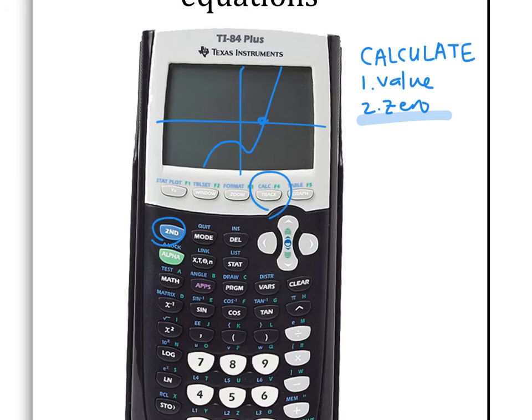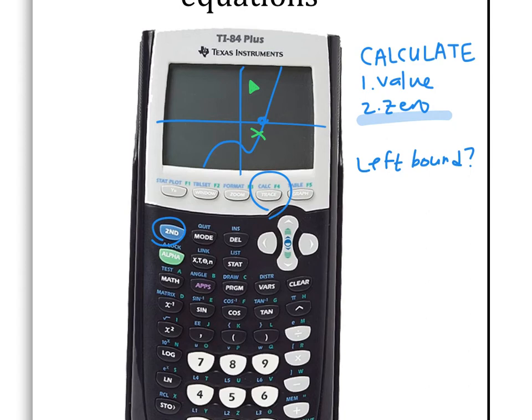The screen says left bound. That means where is the left-hand side of this 0? Depending on where your cursor is, you're going to move left or right on the calculator, and the cursor is going to move with you. What you want to do is be on the left of the 0, which is basically below. Once you're close to below the point, you click enter. Once you click enter, your calculator is going to have a little arrow like this. That means this is the left-hand side of where you want me to find this value.